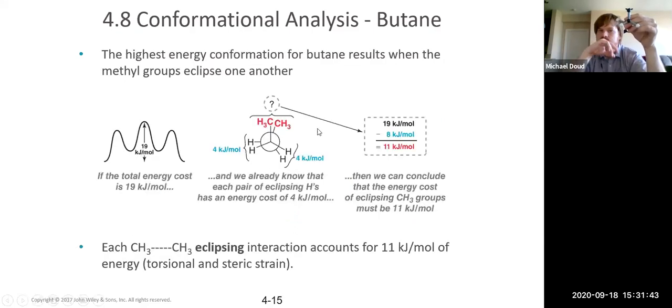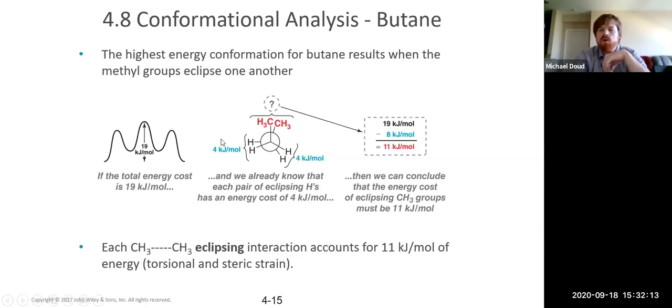Okay, so this gives us a little clue here, because the next thing that we're going to need to be able to do is draw Newman projections of the most stable conformation and the least stable conformation. The most stable conformation is going to occur when the biggest groups are anti to one another. And the least stable one is going to be when the biggest groups are eclipsing one another. So just keep that in mind.